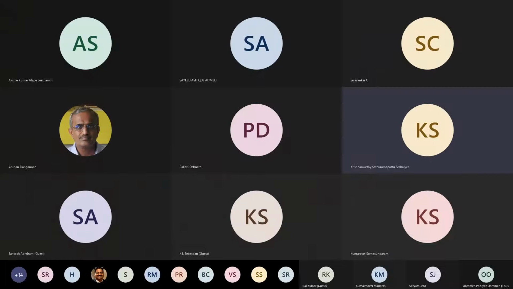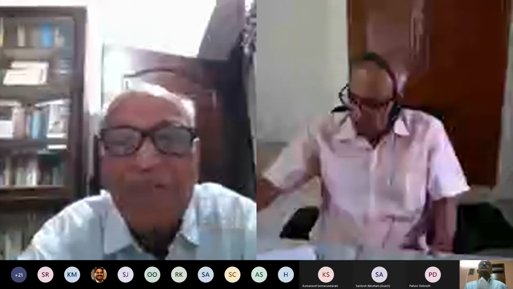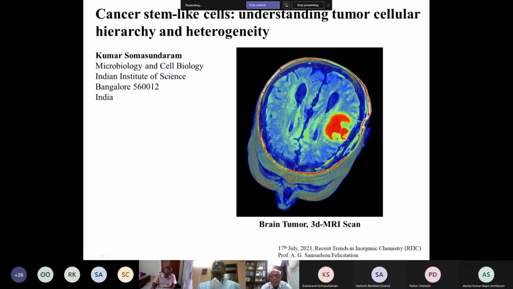Also nice to see so many of his former and present co-workers participate in this symposium. So without going any further into that, I will invite the first speaker, Kumar Sundaram of our microbiology cell biology, to give his talk on cancer stem-like cells, understanding tumor cellular hierarchy and heterogeneity. Professor Kumar Sundaram.